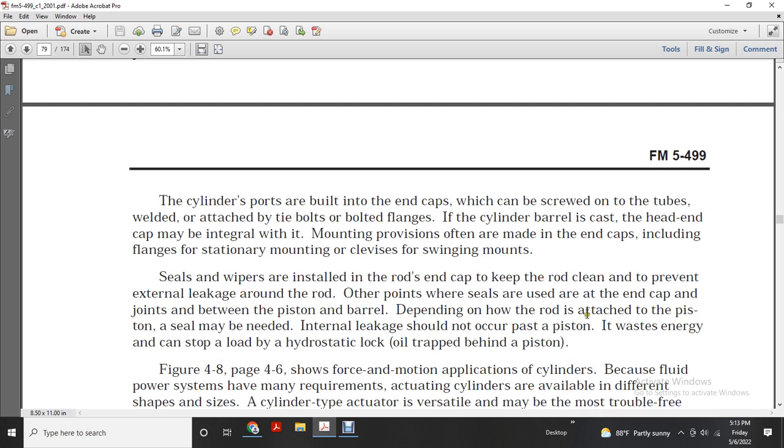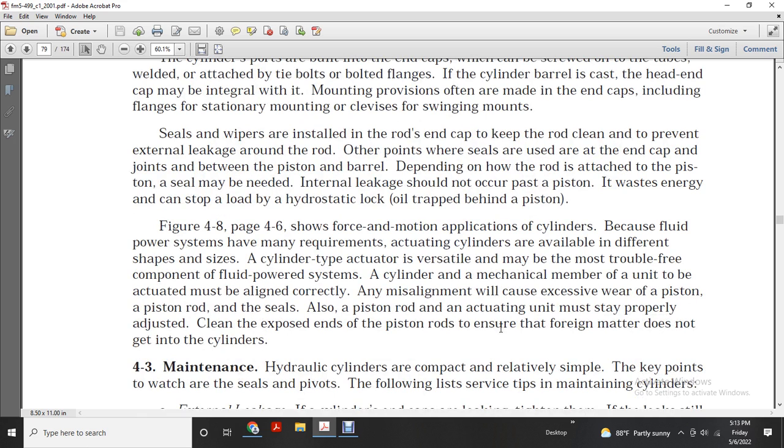Internal leakage should not occur at the piston. It wastes energy and cannot stop the load, or hydraulic lock oil trapped behind the piston. Figure 4.8 and page 4.6 show force and motion application cylinders. Because fluid power systems have many requirements, actuating cylinders are available in different shapes and sizes. Cylinder type actuators are versatile and may be more trouble-free than other components of the fluid power system.